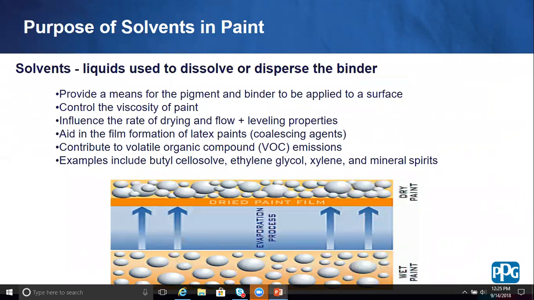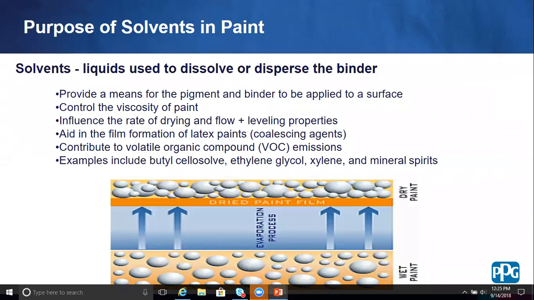The solvents will control the viscosity of the paint, or how thin or thick it is. And that will influence the rate of drying and the flow and leveling properties. So the solvents are very important for how the product actually applies. Solvents also aid in the film formation of latex paints. They're coalescing agents or dryers that can be part of that less than 50 grams per liter in many products. So you do have some solvents in there which will contribute to volatile organic compounds, or VOC emissions. So that's the smell that you get.